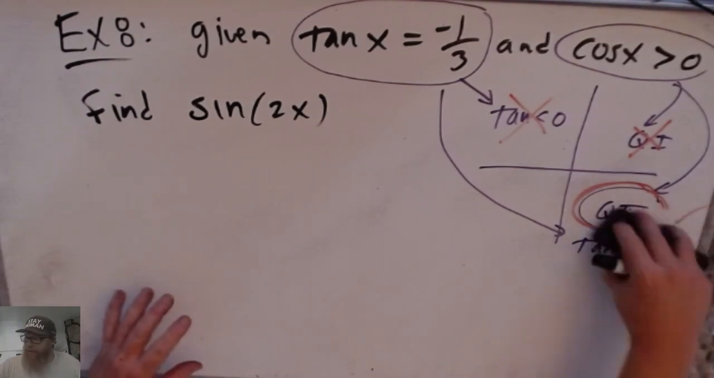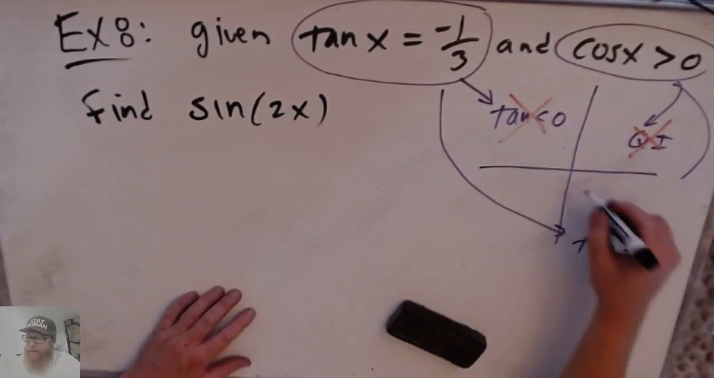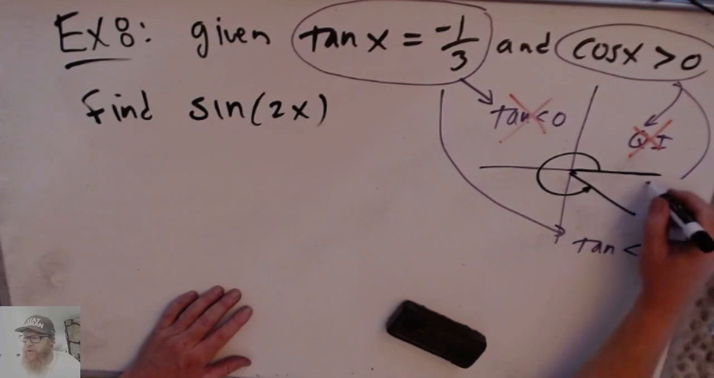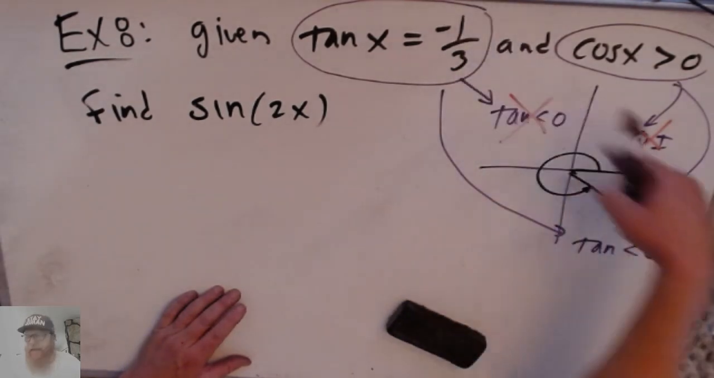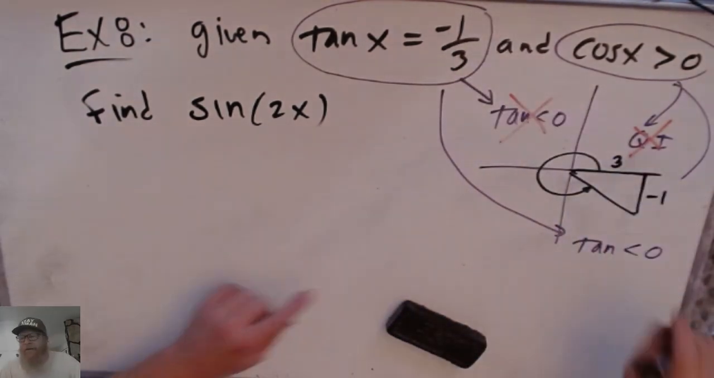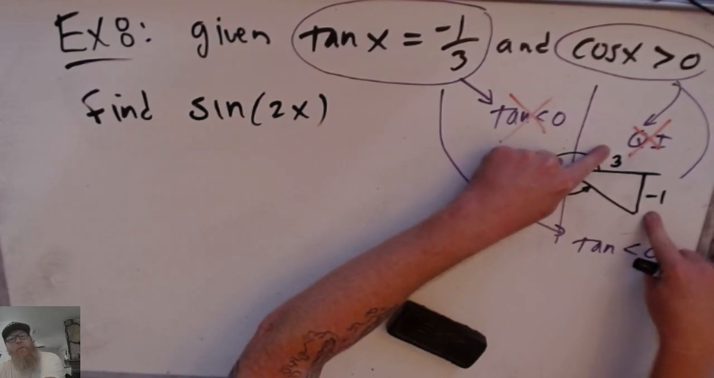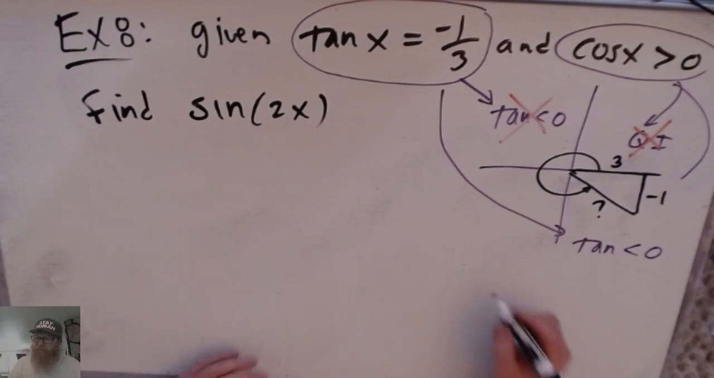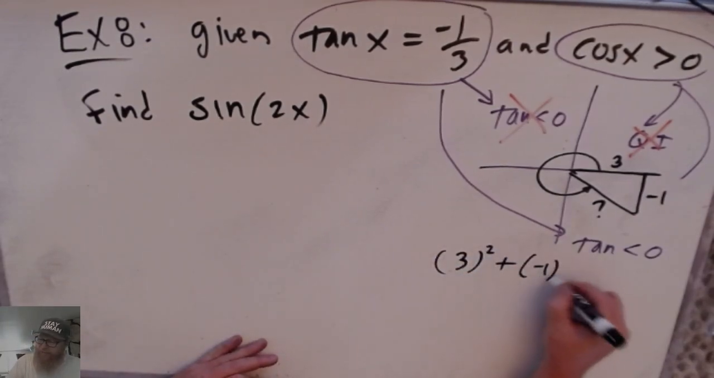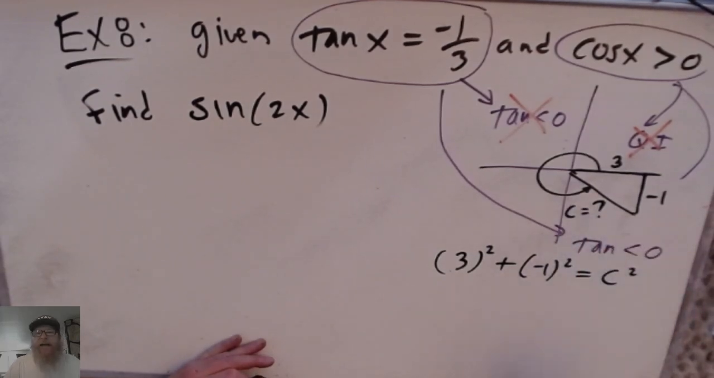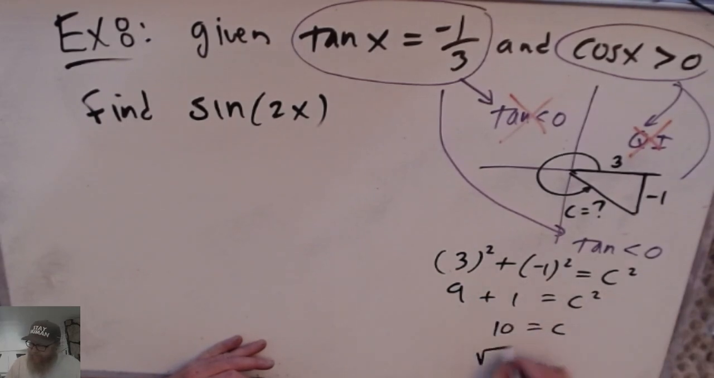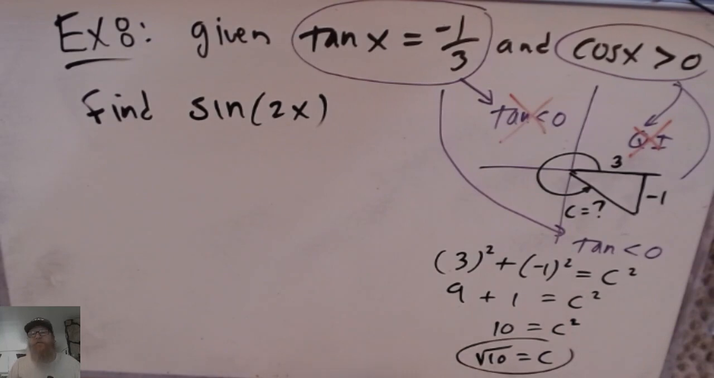Now that we've resolved that, we know that we're in quadrant 4. We know the tangent, so there's our angle in quadrant 4. I'm just going to write it as negative 1 for the numerator, and the denominator is 3. Remember, tangent is the same as slope. You don't know what the hypotenuse is, but you can find it out very quickly. Just use the Pythagorean theorem, solve for c. So c is the square root of 10.